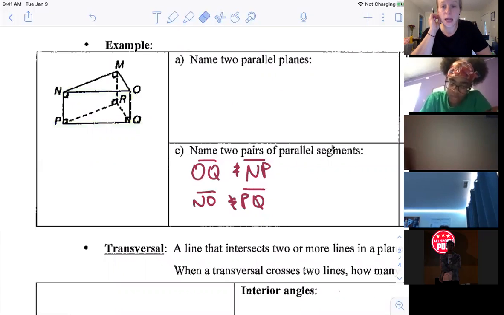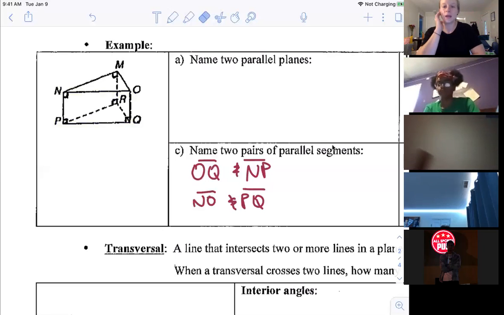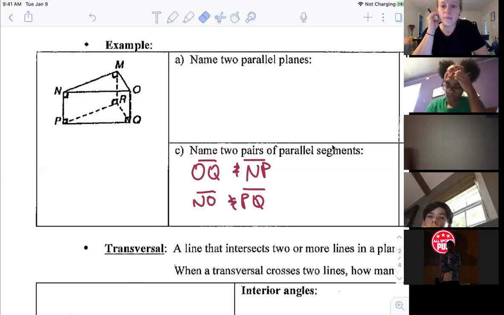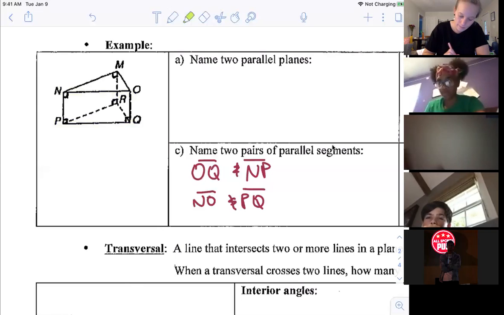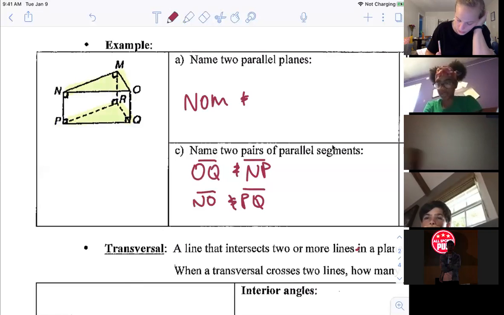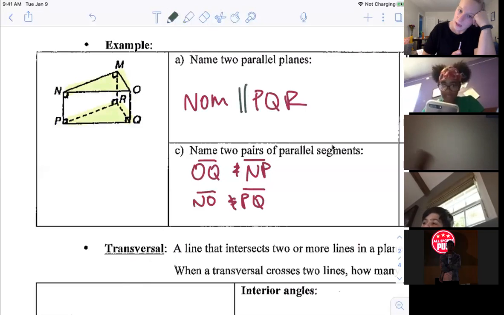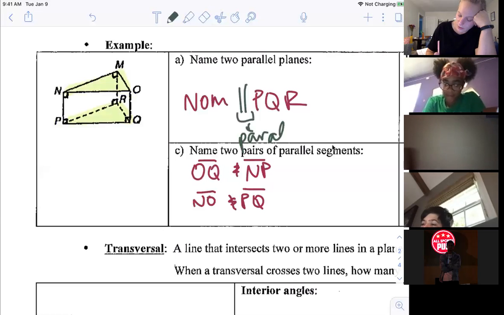Now I need parallel planes, so 2 planes that exist. I need 3 letters to represent a plane. What is one example? Can somebody help me? NOM and RPQ. Thank you, Billy. So NOM and I'm going to say PQR. You can also use the symbol of the 2 lines. That means that they're parallel. So if you ever see this, that means that they're parallel. So I could also use that.